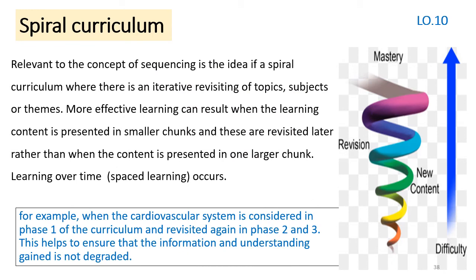Now, what is spiral curriculum? Relevant to the concept of sequencing is the idea of a spiral curriculum where there is an iterative revisiting of topics, subjects, or themes. More effective learning can result when the learning content is presented in smaller chunks, and these are revisited later, rather than when the content is presented in one larger chunk. Learning over time, spaced learning occurs. For example, when the cardiovascular system is considered in phase 1 of the curriculum and revisited again in phase 2 and 3, this helps to ensure that the information and understanding gained is not degraded.